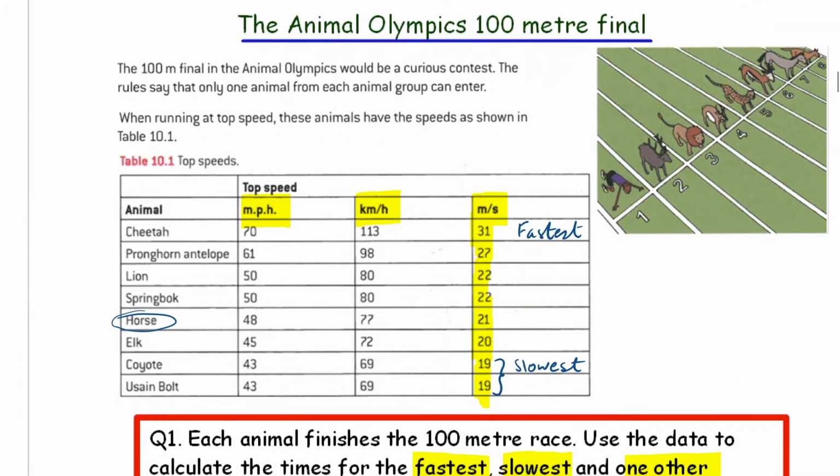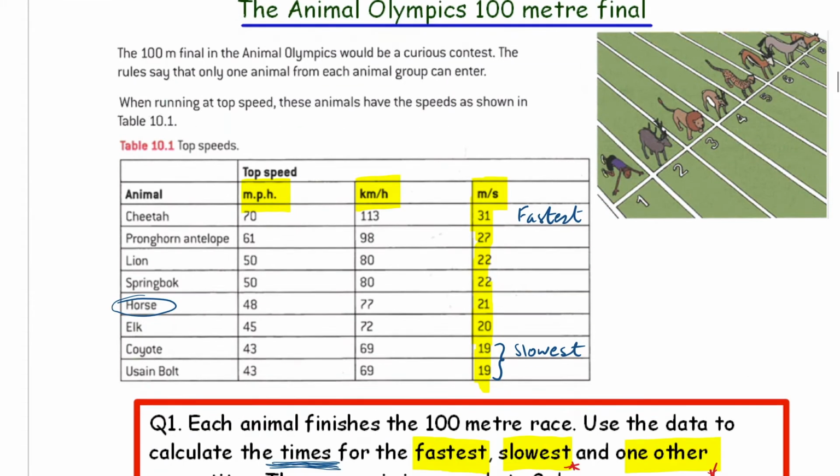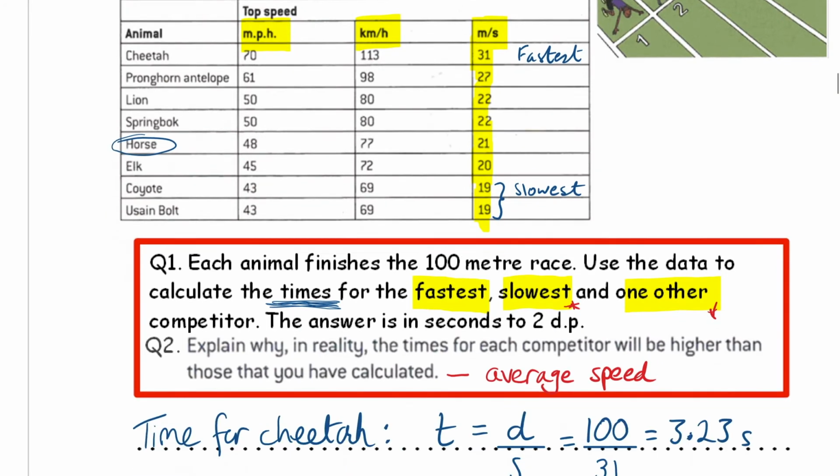Then on to page 7, read through. In short, what you've got to do is answer these 2 questions underneath. It asks, each animal finishes the 100-meter race. Use the data to calculate times the fastest, the slowest, and one other. Give the answer to 2 decimal places.